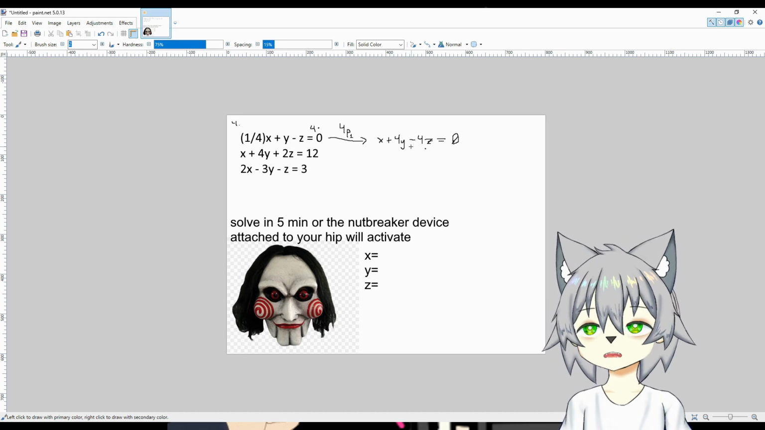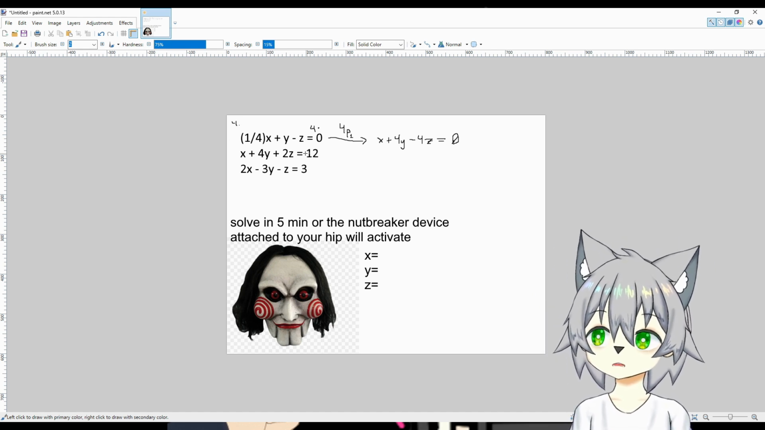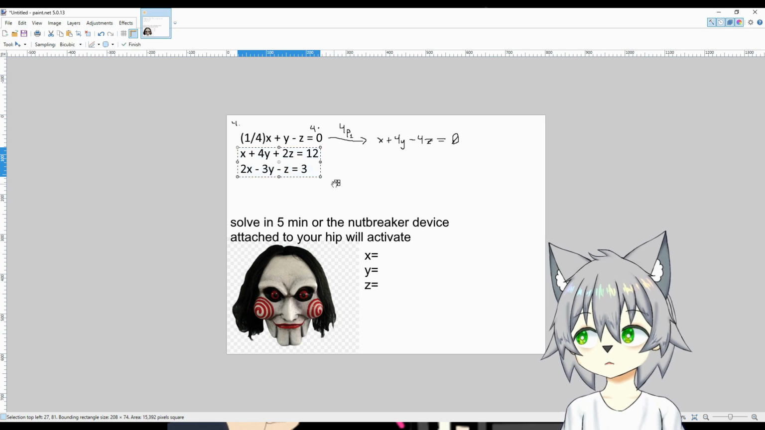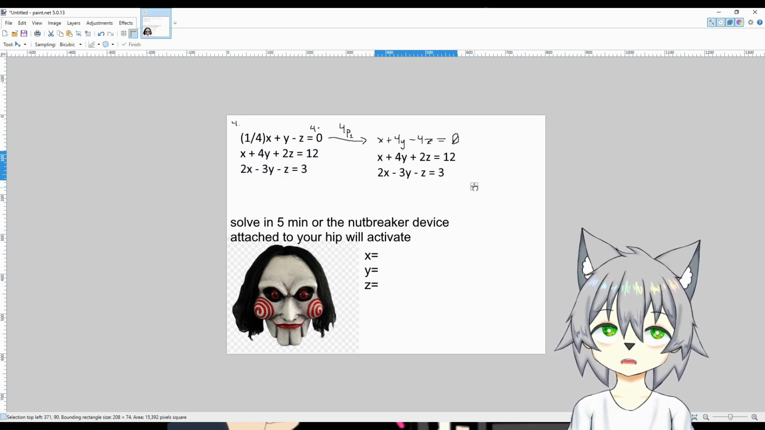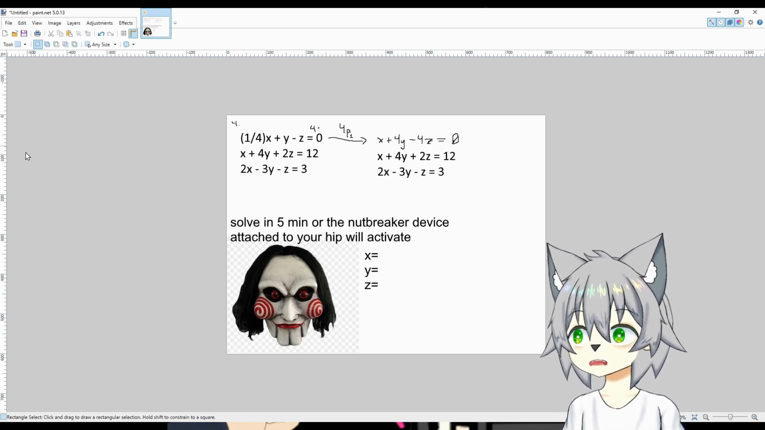Isn't that neat? And now we have this, and then we also have all of this that we want to have. It's right here. Let's move all this here. And so what do you think you can do with this? What do you think you can do with this?